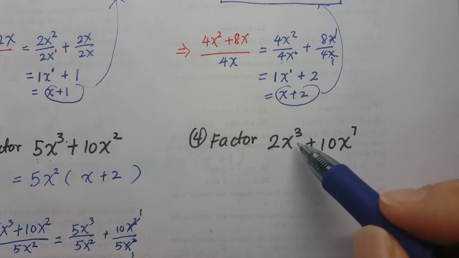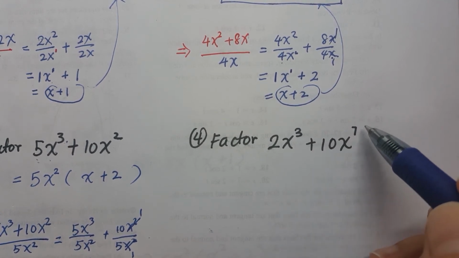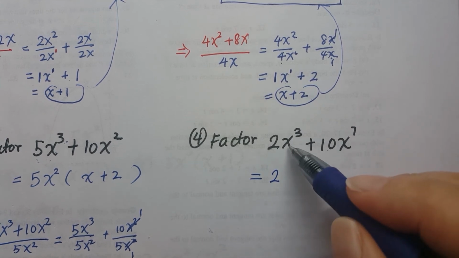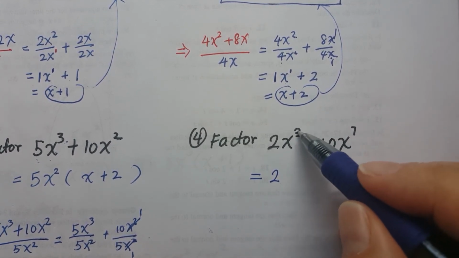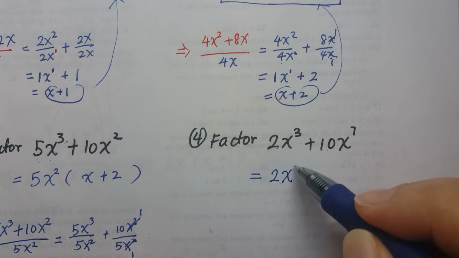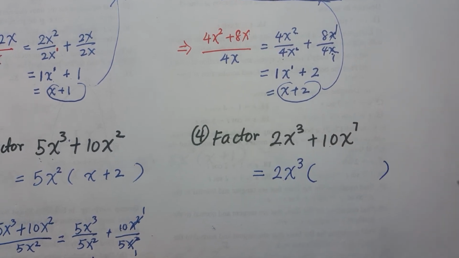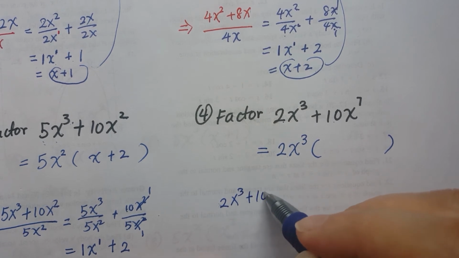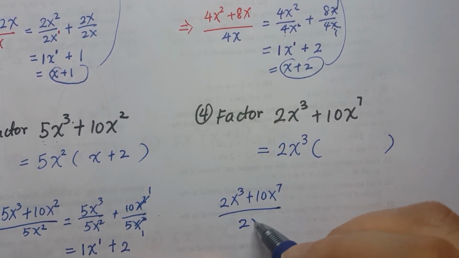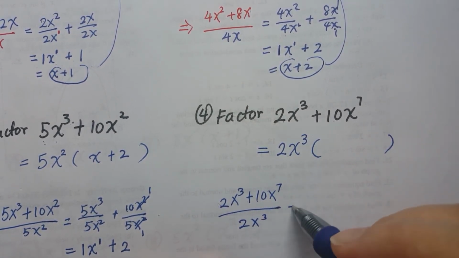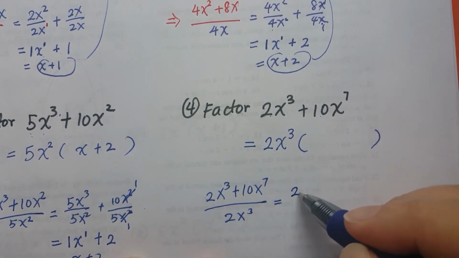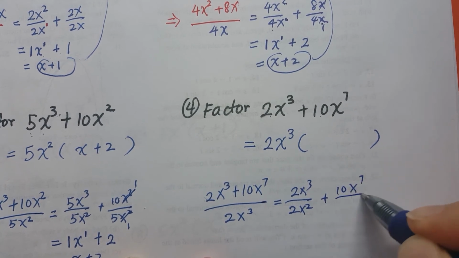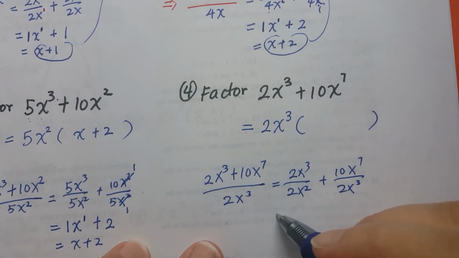Factor 2x cubed plus 10x to the 7. 2 and 10, they have 2 in common. x cubed, x to the 7. Definitely x cubed is the smallest exponent, so we put x cubed outside. And now we're going to do the work over here. 2x cubed plus 10x to the 7 over 2x cubed. Now each divide by 2x cubed: 2x cubed over 2x cubed plus 10x to the 7 over 2x cubed.